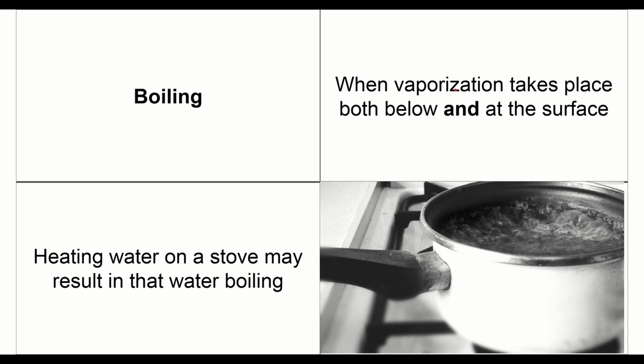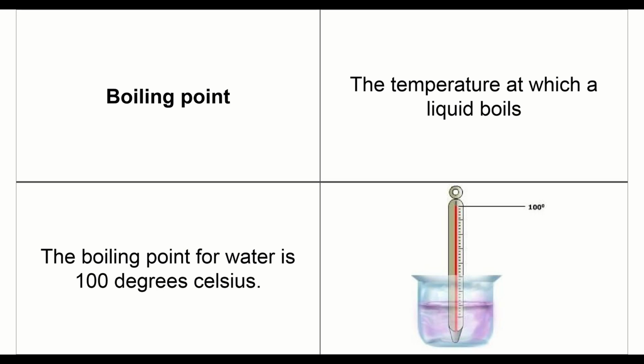Boiling point: just like melting point was the point at which a solid turns to a liquid, boiling point is the temperature at which a liquid will boil, changing from a liquid to a gas. The boiling point for water is 100 degrees Celsius. So we can add a mark: if something's at 100 degrees Celsius, it'll start to boil, changing from a liquid to a gas.